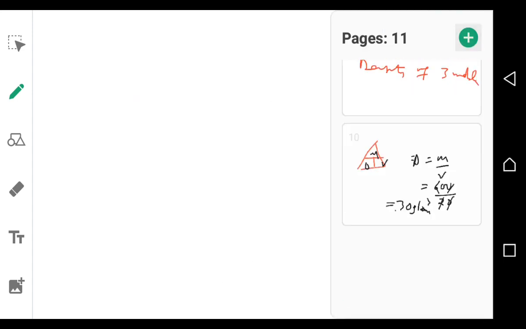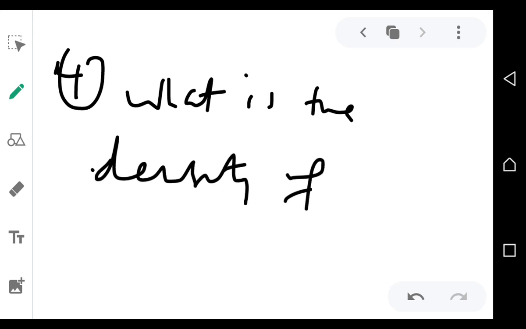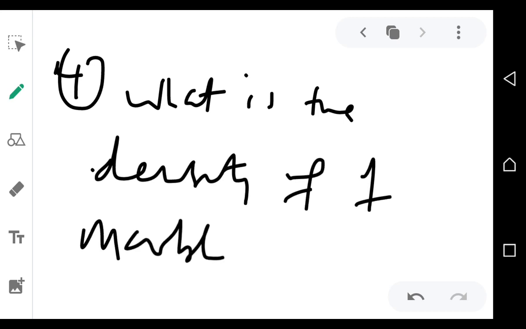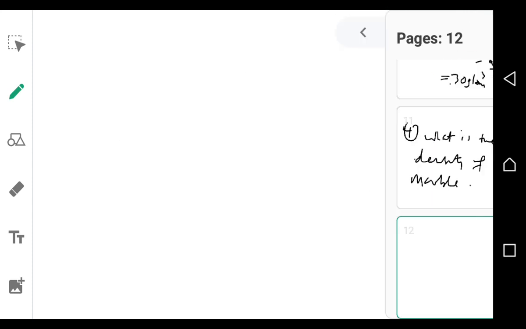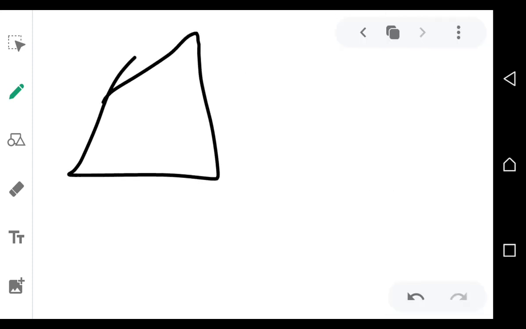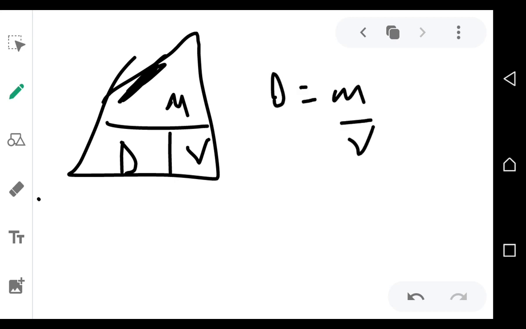What if they ask for the density of 1 marble as the fourth question? You remember that was the density of 3 marbles. Now for 1 marble, you do your formula again. Density is equal to mass over volume. What's the mass of 1 marble? You remember the mass when we weighed 3 marbles was 600.